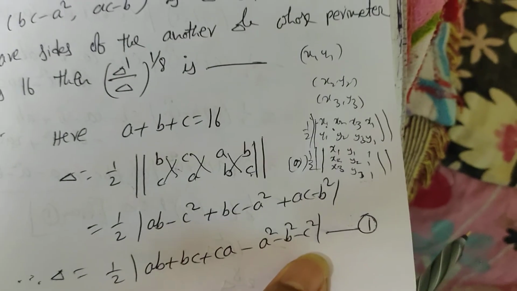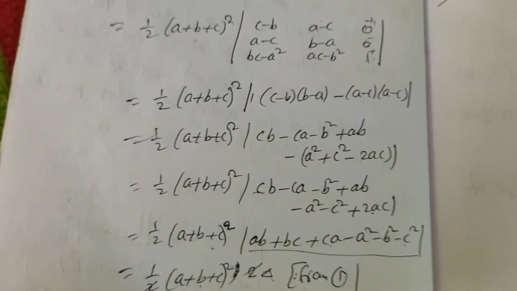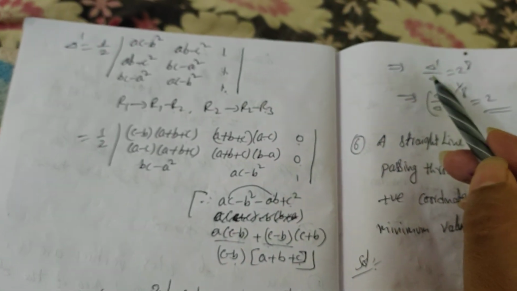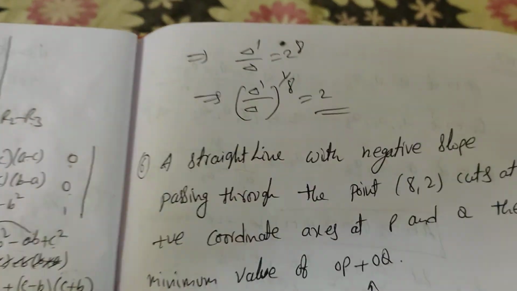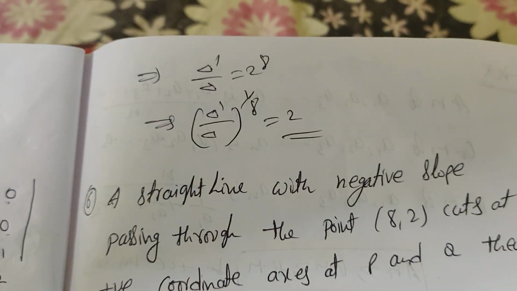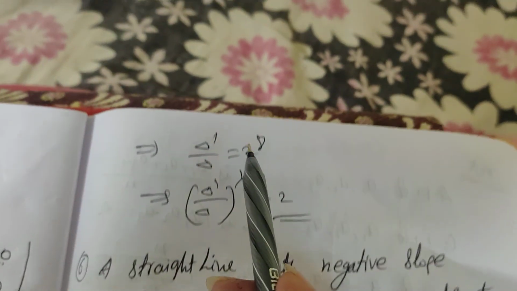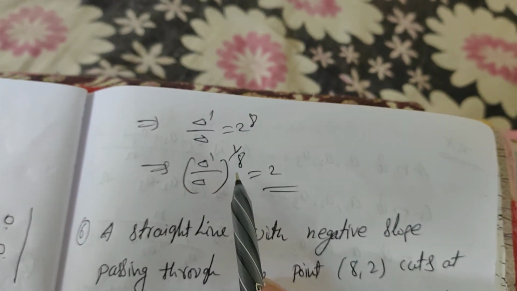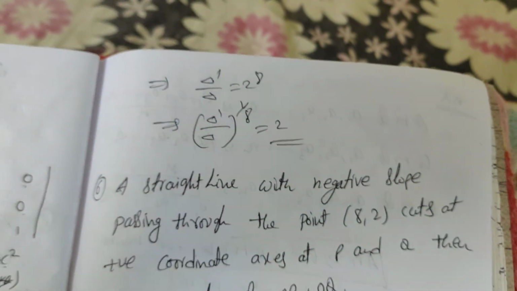He is asking to find the value of delta dash by delta. So this delta transpose this side, so then you get delta dash by delta is equal to 2 power 8. So he is asking to find out delta dash by delta whole power 1 by 8. So 8 transpose this side, 1 by 8 becomes 2. So this is equal to 2. 2 is the answer for this question.